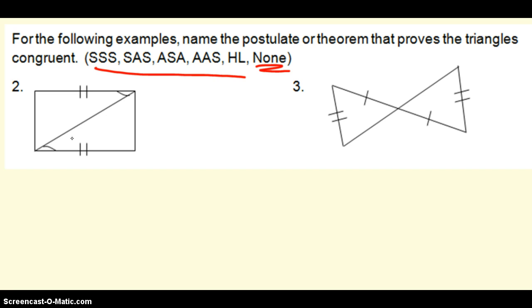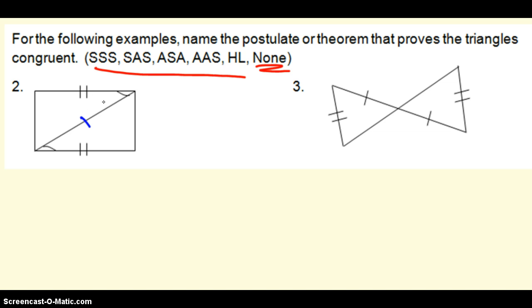Alright, so in this problem, I currently have one pair of congruent sides. I also have one pair of congruent angles. I need another piece of information. I either need another angle or another pair of sides. I can see that this middle line is shared by both triangles, so it's congruent to itself by the reflexive property. So now I have two pairs of sides and one pair of angles.